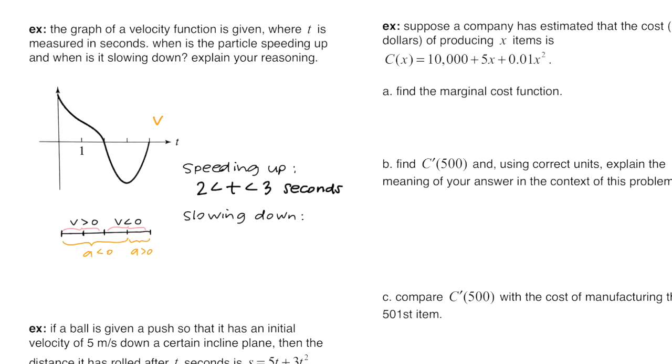The particle is slowing down when the sign of velocity and acceleration are opposite. So in this interval right here, velocity is positive, acceleration is negative. So that would be where the particle is slowing down. And from 3 to 4, velocity is negative and acceleration is positive. So that also would be an interval over which the particle is slowing down. All right, so there's our final answers.